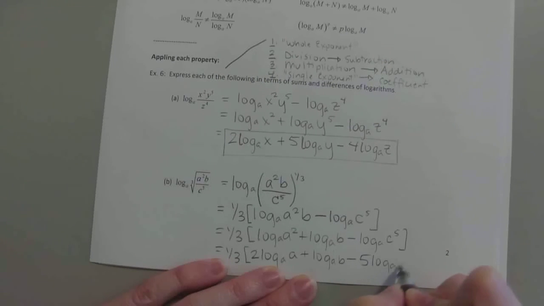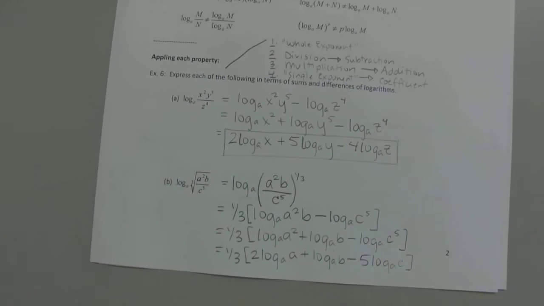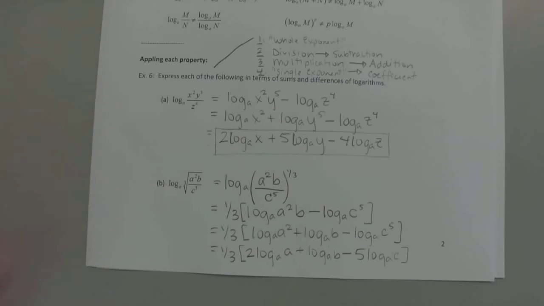The 2 will come down, so we'll have 2 log base a of a plus, the b doesn't have an exponent, so he'll just stay log base a of b. And then what's the last one going to be? Minus 5 log base a of c. Okay? For purposes of my worksheet, for my test, I would be okay with this, okay?